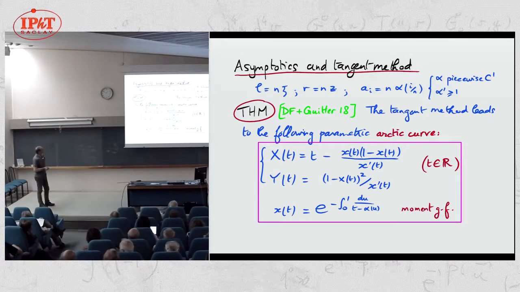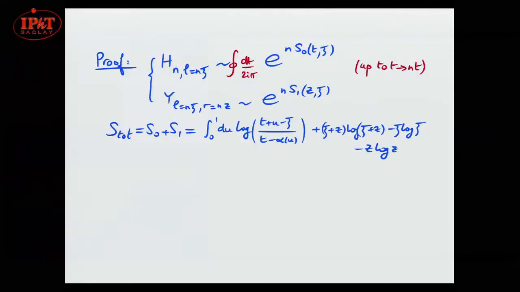Okay, so applying the tangent method with Emmanuel Guiter, we found the following parametric equations for the Arctic curve in terms of t, a parameter in R, where x of t is just the exponential generating function for the moments of the distribution of those points. So you give yourself this distribution of points, which is essentially the shape of a boundary. And now, in terms of the shape of the boundary, we have the explicit shape of the Arctic curve. So it's kind of a transform from one to the other.